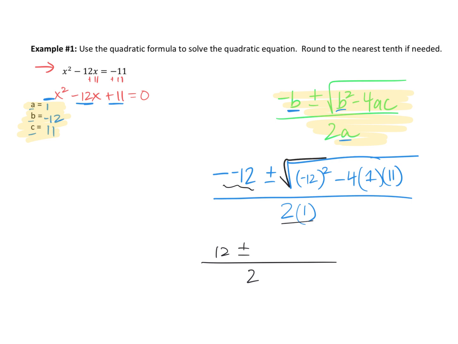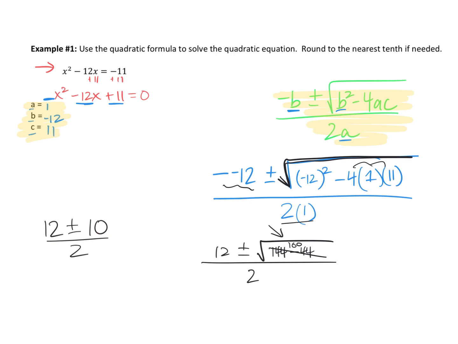I need to figure out everything inside this square root. Okay, so I know that negative 12 squared is 144 minus 4 times 1 times 11 is 44. So now I'm left with, inside here, the square root of 100. So now I'm going to work that out. So I end up with 12 plus or minus, well, the square root of 100 right here is 10, either positive or negative 10. That's why we have that plus or minus. And then you divide by 2. So now I have 2 problems. I'm going to do 12 plus 10 divided by 2 and 12 minus 10 divided by 2.